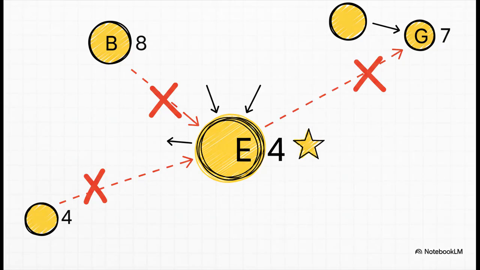Time to pick our next move. Looking at the unexplored towns, B is at 8, G is at 7, and now E is at 4. The cheapest is definitely Town E. And this is where the genius of the algorithm really shines. Because we always choose the cheapest path to explore next, we can lock in that value. We now know for a fact that the absolute fastest way to get to Town E is 4 minutes. Why? Because any other possible route would have to go through a town that already costs more than 4 minutes, so it can never beat the path we just found.